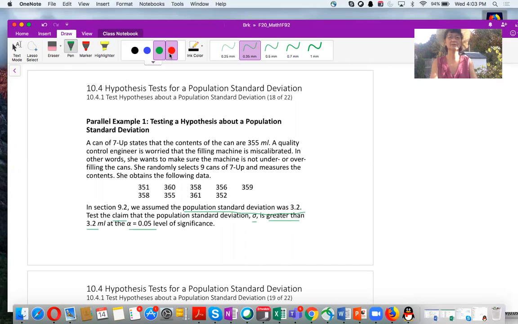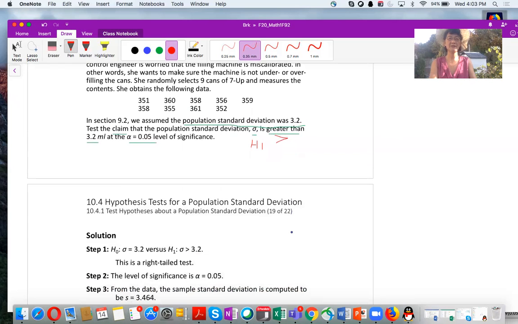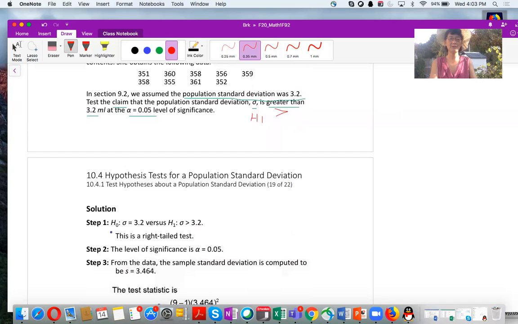Here, you see the keyword greater than. That means H1 must have the greater than sign. Okay, so let's do the steps. Step 1, state the null hypothesis: population standard deviation equals 3.2. Alternative hypothesis: greater than 3.2. Why? Because of the keyword greater than.